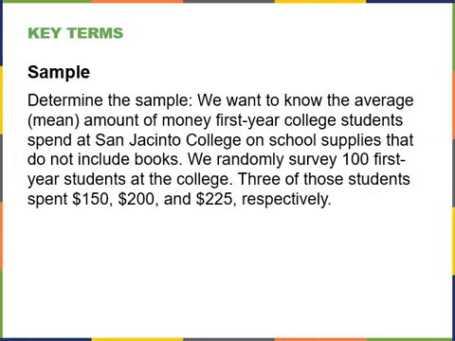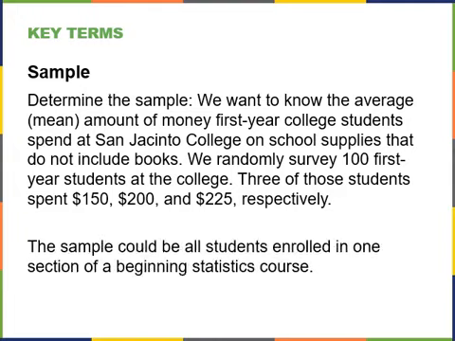So to determine the sample, we want to know the average amount of money, again, first-year college students spend at San Jacinto College on school supplies that don't include books. We randomly survey 100 first-year students at the college. 3 of those students spend $150, $200, and $225 respectively. So if I'm looking at the sample here, your sample would be your 100 first-year students at the college. It could be all students enrolled in one section of a beginning statistics course, for example. That might be a small sample of the first-year students at the college.